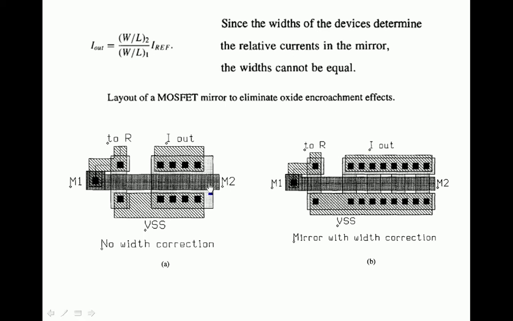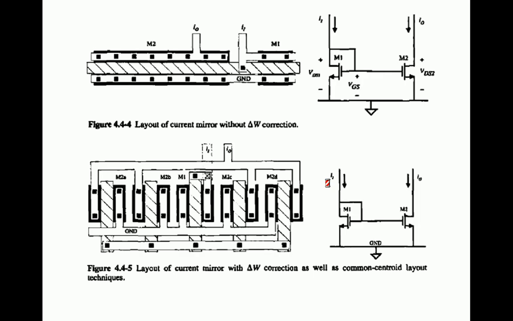So what happens without width correction? What happens with width correction? How do we eliminate the error in the ratio? That we will see now. This is one more diagram indicating the same thing. Here you may get this more clearly.